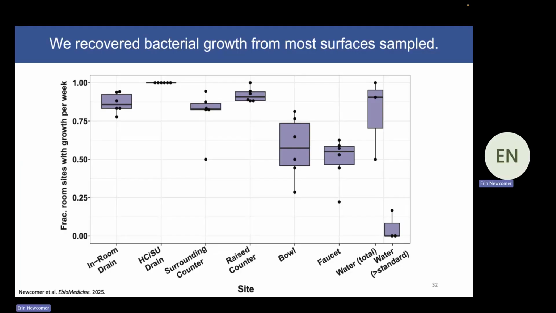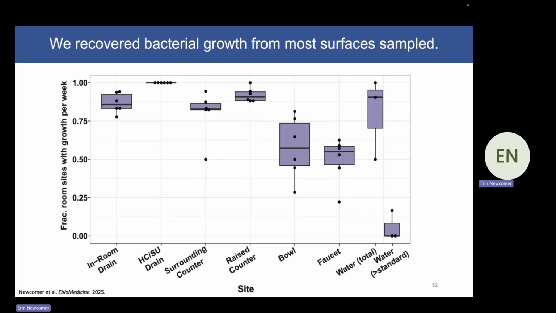So first, just looking at general results, similar to the last study, we were able to see that we collected bacterial growth from a number of different surfaces. What we're looking at here is just the fraction of room sites where we recovered any bacterial growth in a given week. Across all of these sites, we saw growth frequently.